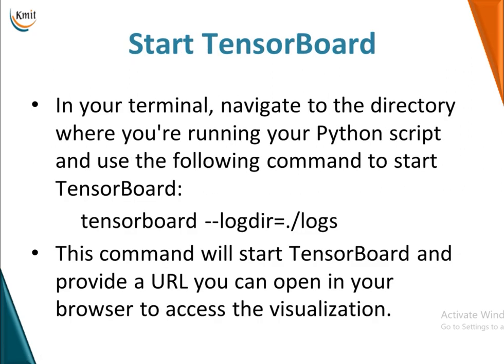Once you have done that, you can log metrics to TensorBoard, and then you can start TensorBoard. In your terminal, you navigate to the directory where you are running your Python script, and you enter the command that is shown on the screen. It is going to start TensorBoard for you, and it is also going to provide you a URL which you can open in your browser to access your visualization of your network.